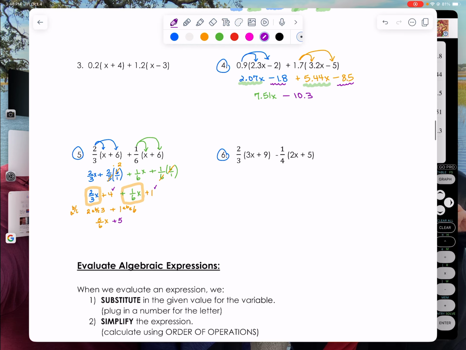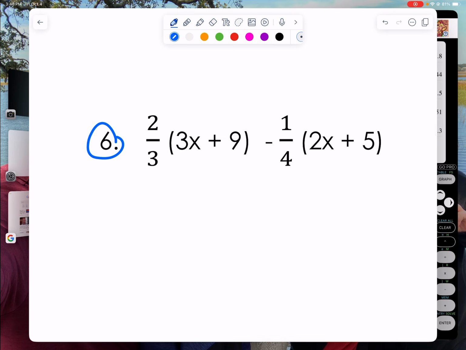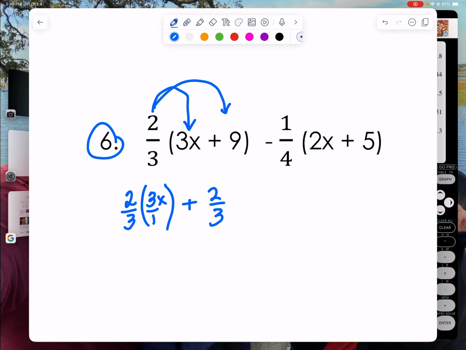Let's go to the next one. I'm going to do the exact same thing. I have 2/3 times quantity 3x plus 9. So I'm going to multiply 2/3 times 3x, and again, I'm going to write 2/3 and then times 3x, and I'm just going to put it over 1, 3x over 1. Plus, I'm going to do the same thing, 2/3 times 9, and again, you could put 9 over 1 since we're talking about fractions.